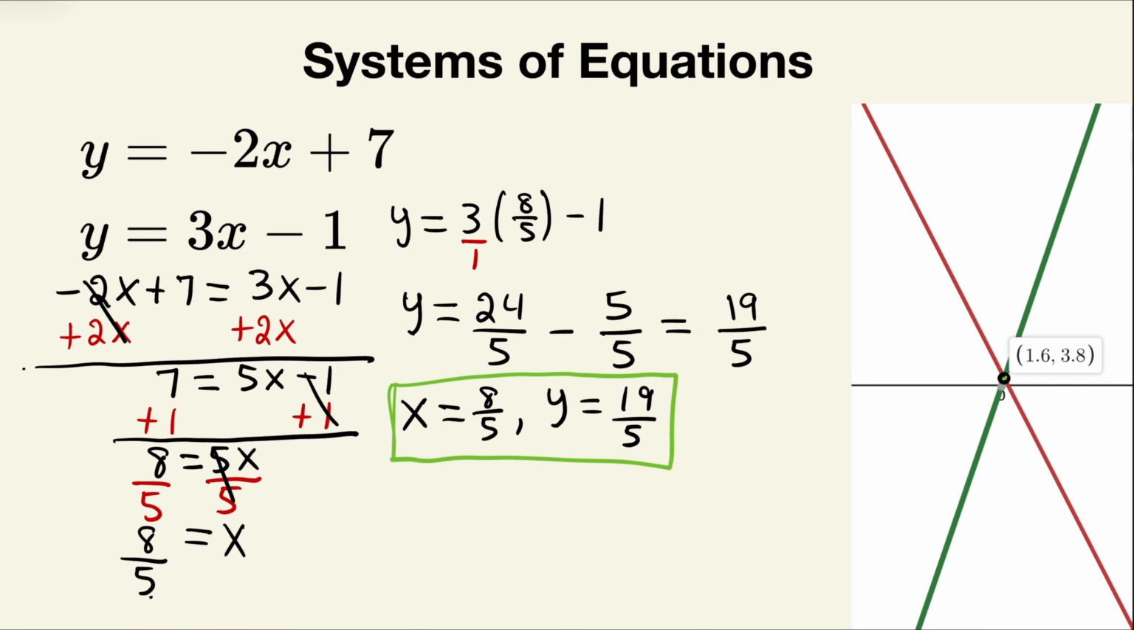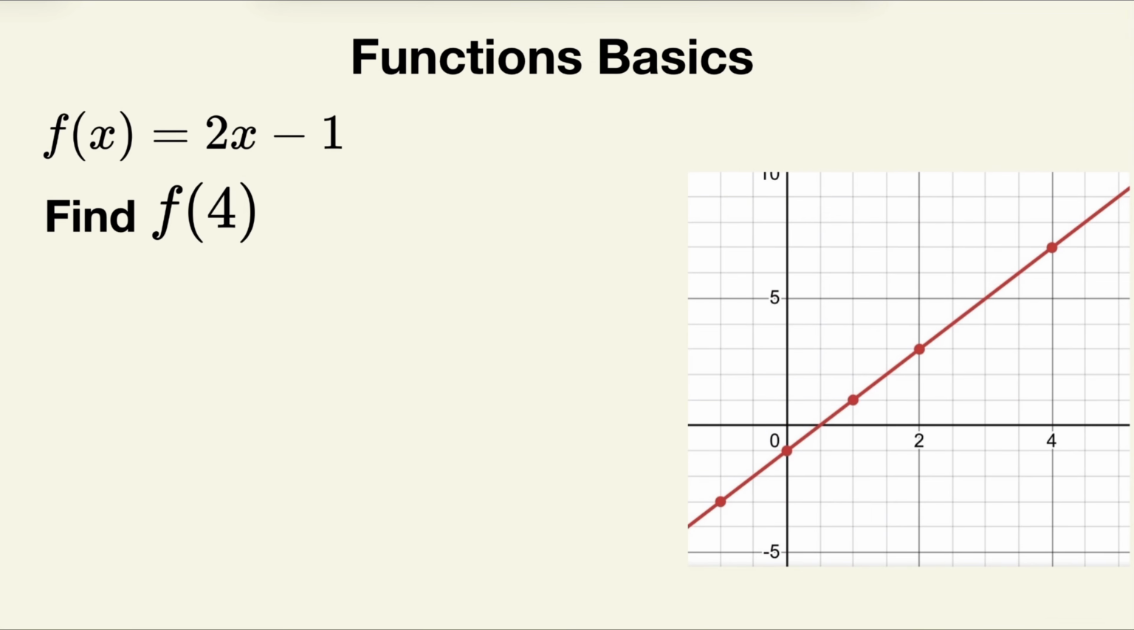So let's go ahead and move on to functions basics. Here is the functions basics. As you can see, we have f of x equals 2x minus 1, and we need to find f of 4. So just remember, f of 4 simply means replace x with 4. So let's go ahead and do that.